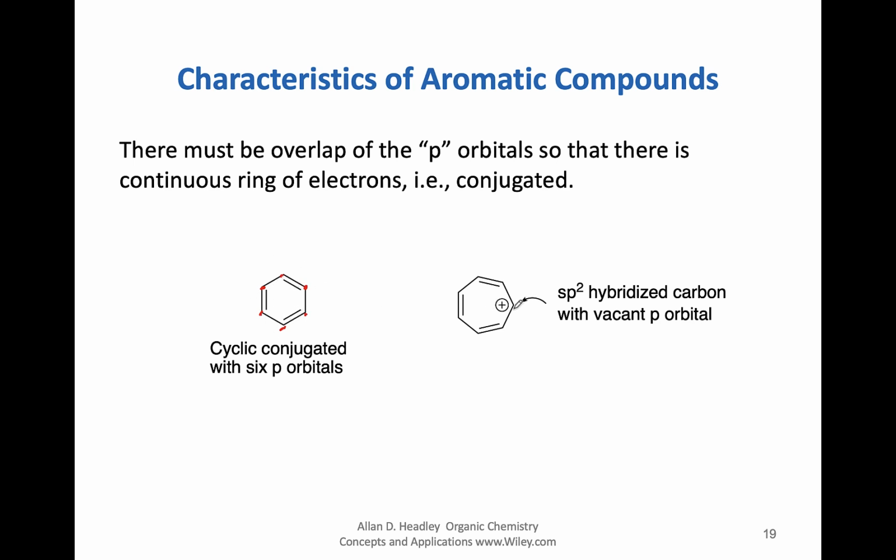Let's look at this one. This is an sp2 carbon, and again, I'll just draw it to show you, it has a vacant p orbital. Why vacant? Because it is a cation. It has a positive charge, which means that there are no electrons in here.